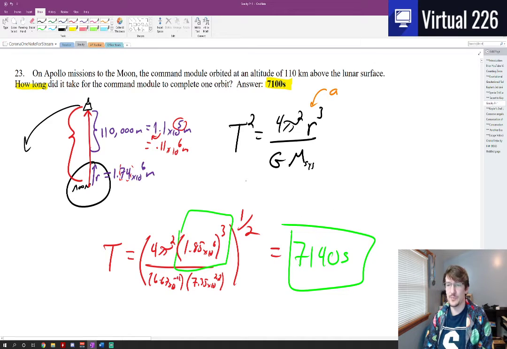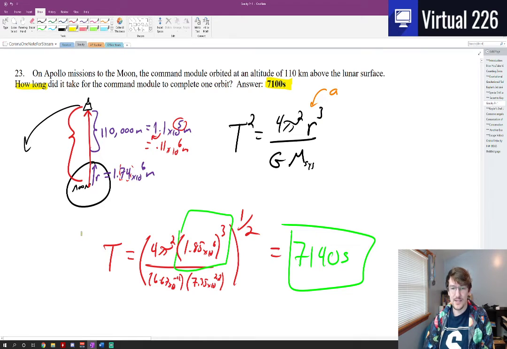Remember, this is in seconds because whenever we have meters and kilograms, our time will come back in seconds, so our period will come back in seconds. If we did this in more Earth-centered and Sun-centered units, then they'd come back in years, but we didn't do that in this case. We did it in seconds, and that's it.